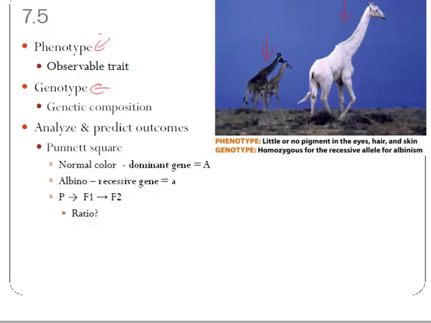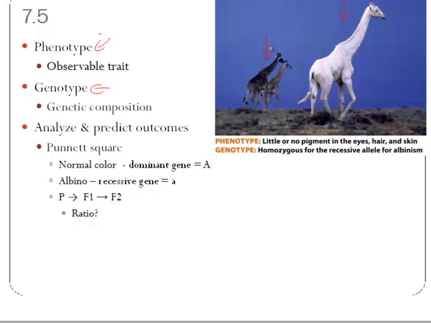A related but slightly different concept is the genotype. And that's the underlying genetic composition. So what genes are they actually carrying? So both of these giraffes look normal, but they might be hiding a recessive trait like albinism, even though they look or have a normal phenotype.